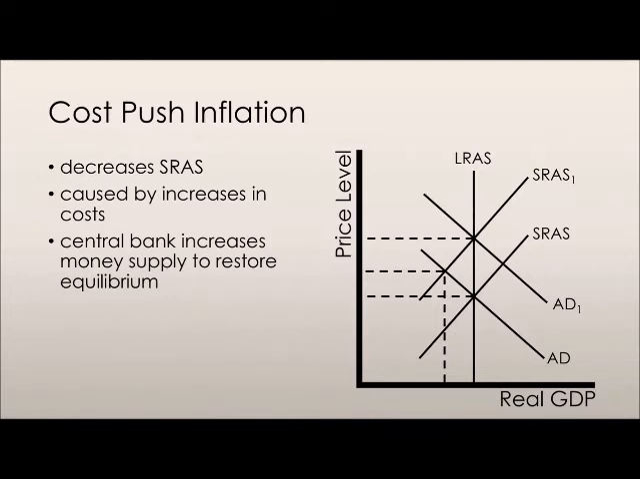A situation in which real GDP decreases and the price level rises, caused by a decrease in the short-run aggregate supply, is called stagflation. As with any inflation process, there must be a sustained increase in the general price level. Thus, the process must be reoccurring for it to be considered inflation.